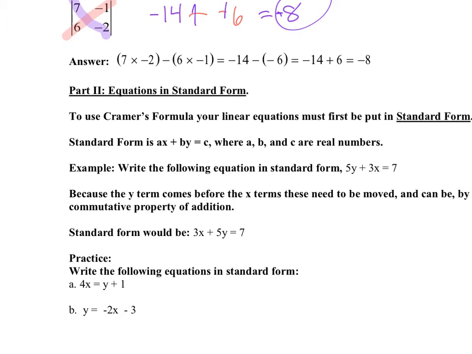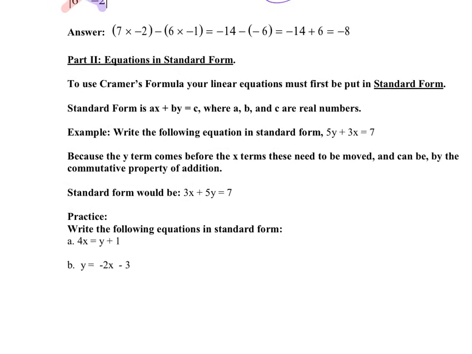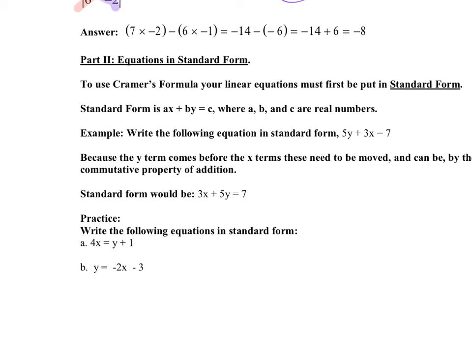Okay, to use Cramer's formula, your linear equation must be put in standard form, which means the two variables on one side and the constant on the other. Okay, we have to have it in that form. Here's an example of that form. Oh, sorry, I apologize. It's not quite that form. It's almost. What we would want to do before it's in that form is we'd have to switch these positions. So it would be 3x plus 5y equals 7. That would be your standard form, as you see down here.